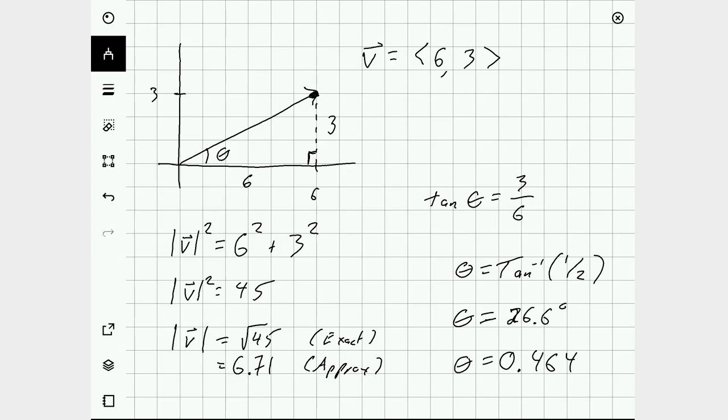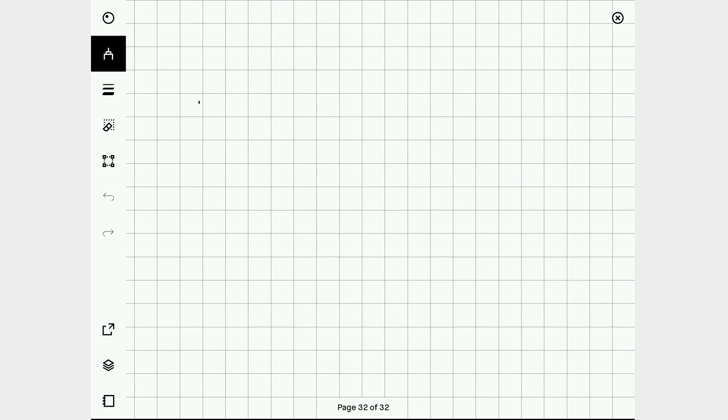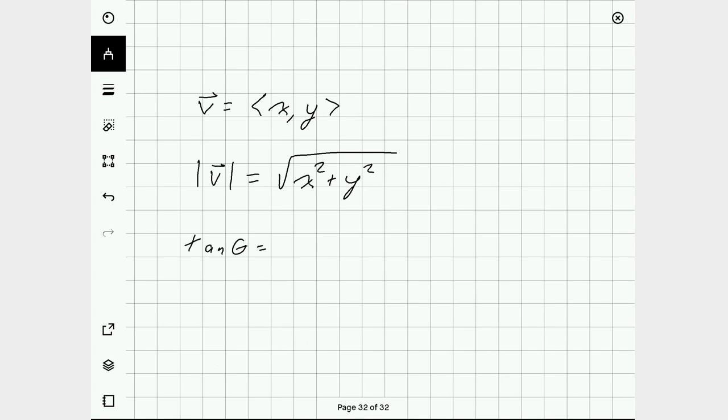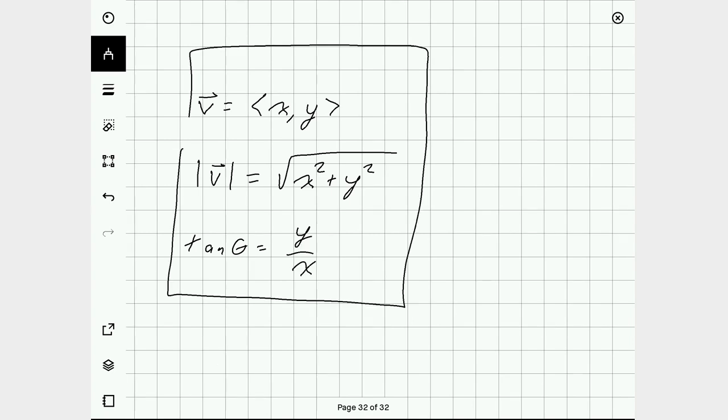In general, this kind of calculation is going to be the thing that we are looking at. So for any vector given as x, y, the magnitude of that vector is going to be the square root of x squared plus y squared, and the direction can be determined by the tangent of theta equals y/x. Right, those are formulas that are worth knowing.